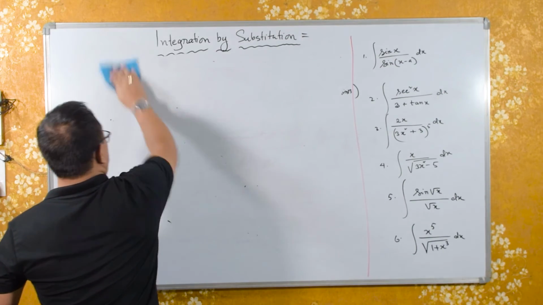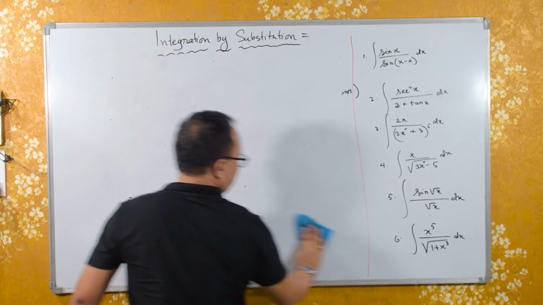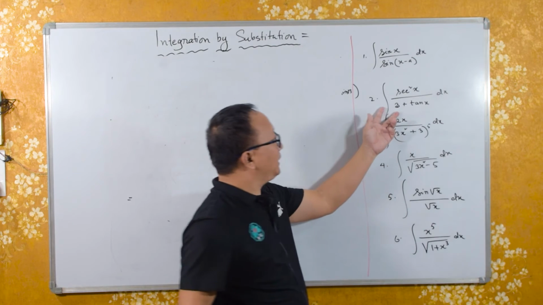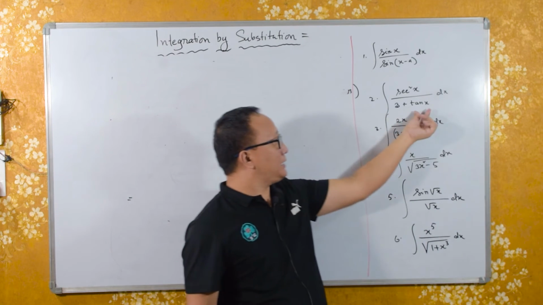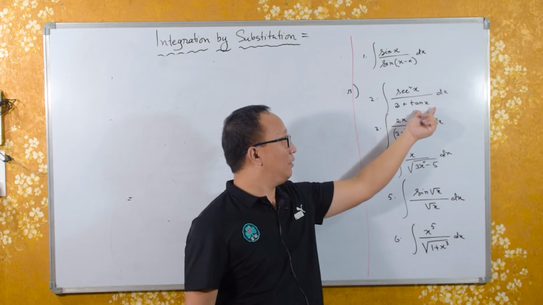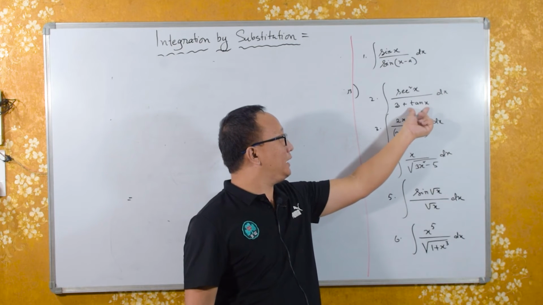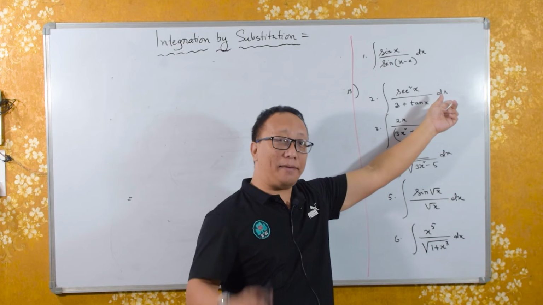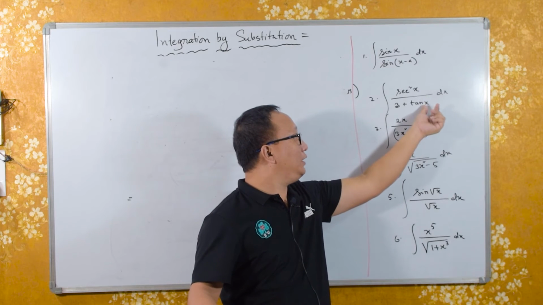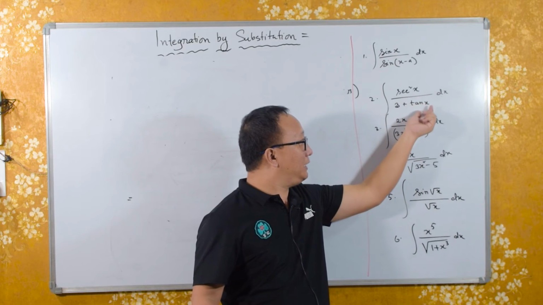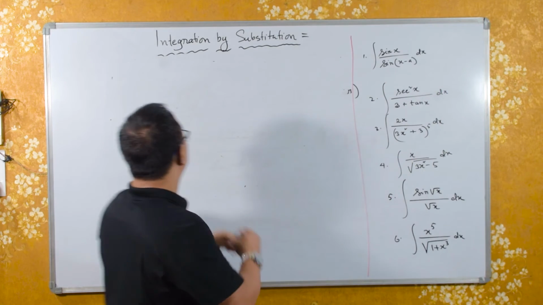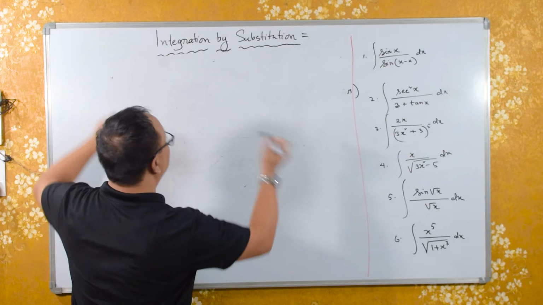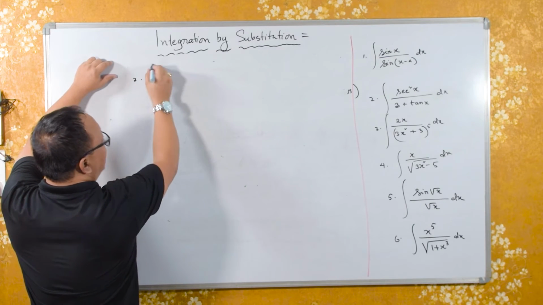Now in this integral, if I put 10x equals u, then the differentiation of 10x is sec square x dx. So I will be getting du as this term if I put u equals 10x. So it has meaning.